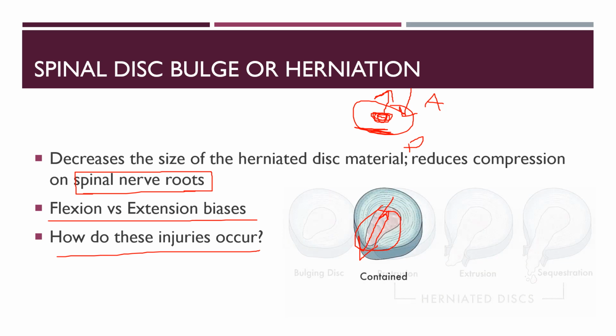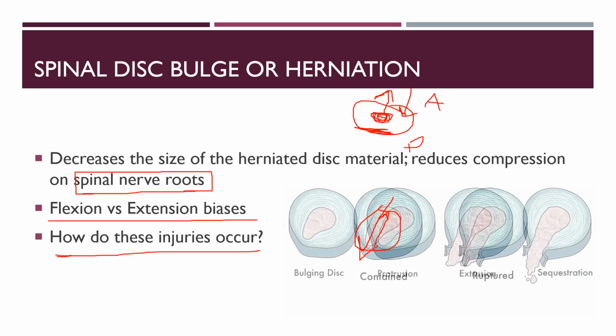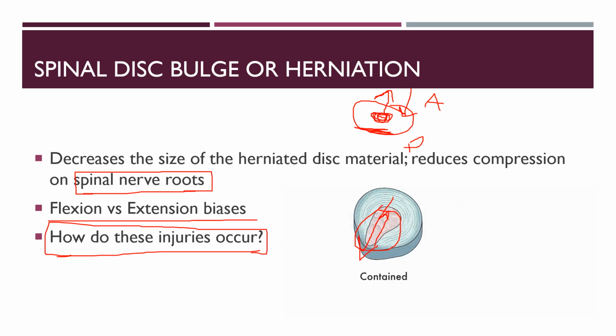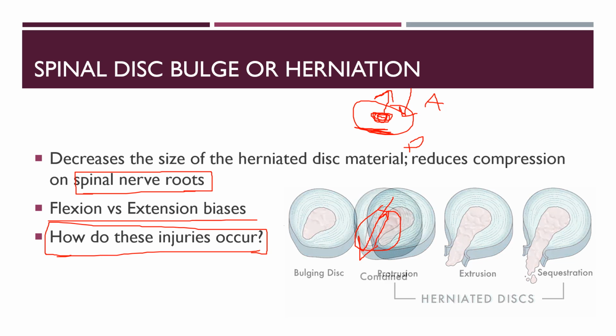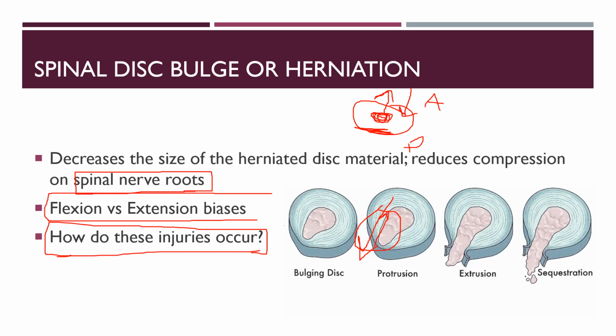Okay, so you always have to ask the patient how they injured themselves. Okay, that'll give you a lot of detail on where to start your treatment. Everybody doesn't always follow this flexion versus extension bias 100%, but it gives you an area to start. Okay, so you always have to ask how the injury occurred, and then you need to place them in positions that will reduce their pain.